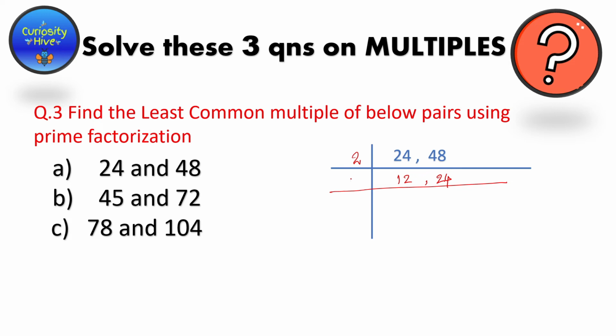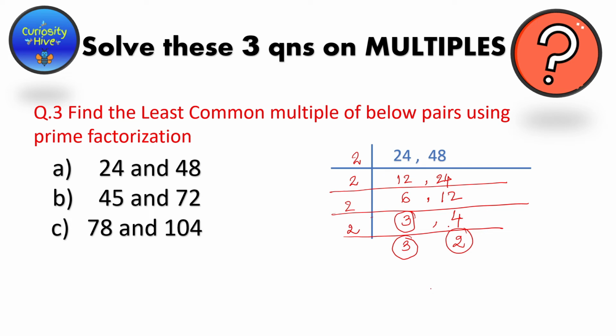And then again this is even, so I'll further divide it by 2. Now 2 times 6 is 12 and 2 times 12 is 24. Again being even, I'll divide it with 2. I'm left with 3 and 4. Now 3 is a prime number, so I will stop, but 4 can further be divided. So I'll again divide it by 2. And this 3, I will just bring it down. I'm no more dividing it. 4 is still divisible and it is 2 times 2, that is 4.